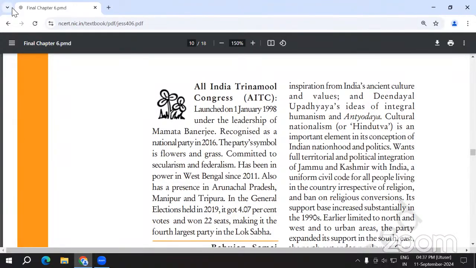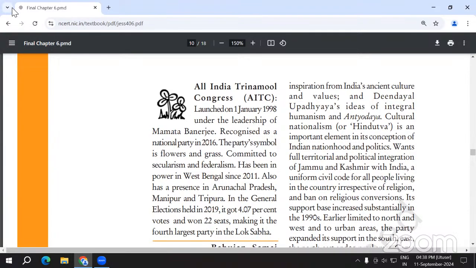First one, AITC, All India Trinamool Congress. See, it's a symbol. Every party has symbols. Its symbol is not a flower. It is leaves, 3 leaves. Okay, it's not a flower. It was founded by Mamata Banerjee. Recognized as a national party in 2016.